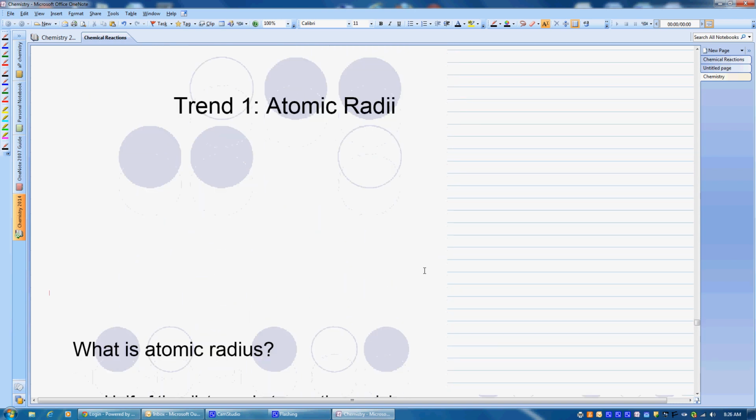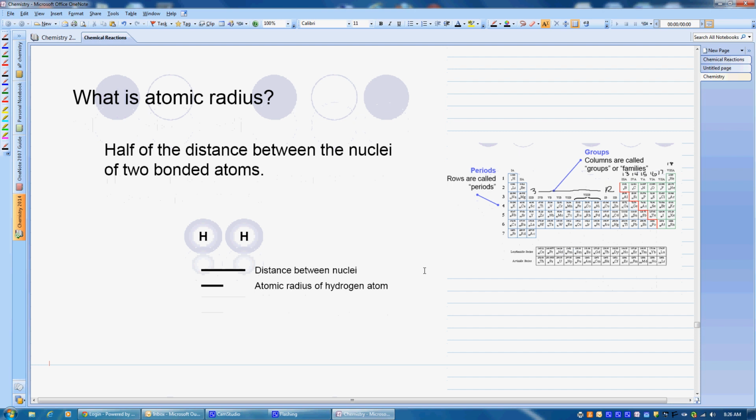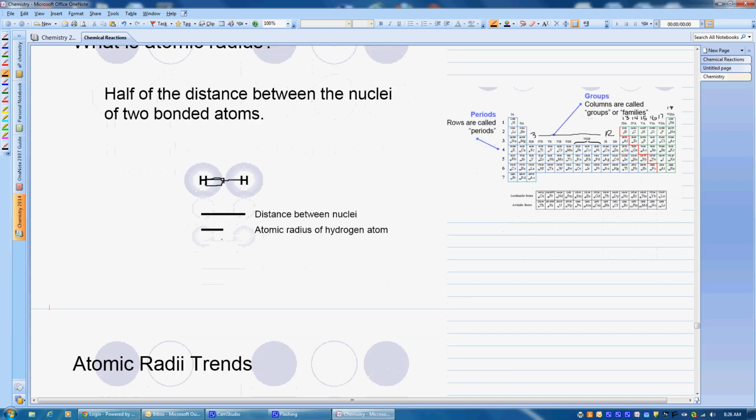So the first trend we're going to look at is atomic radius. We need to define that. It's halfway between the nuclei of two bonded atoms. If we take the center and define that as our nucleus, the atomic radius is from the center to here, just like it would be for any circle. If the distance between two nuclei is this whole line, half of that distance is the radius. That's pretty much how big around the atom is.